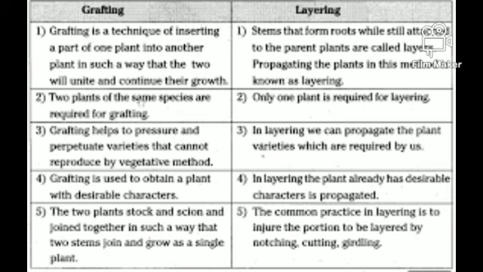Grafting. The two plants, stock and scion, are joined together in such a way that the two stems join and grow as a single plant. The common practice in layering is to prepare the portion to be layered by notching, cutting, and girdling. See students, these differences come during your examinations, so you can choose your points from here, or you can additionally enhance your knowledge from these differences that I have given to you.